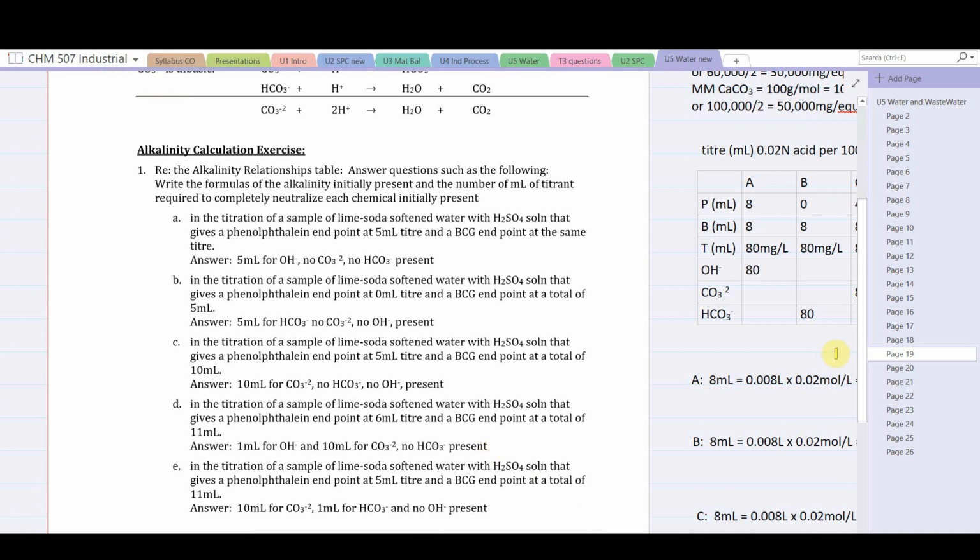So I have on page 19 5 scenarios. Your job is to report the amount of each alkalinity species present as calcium carbonate. Now, if you first watch the following explanation, you should have success. The answers are posted on Blackboard.